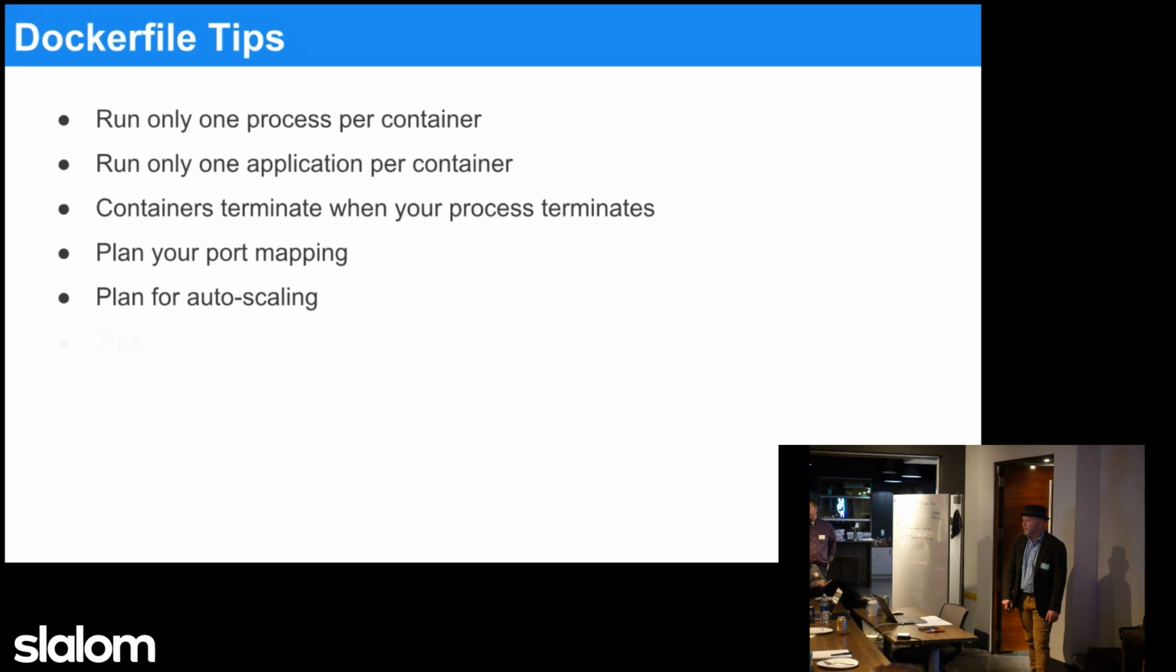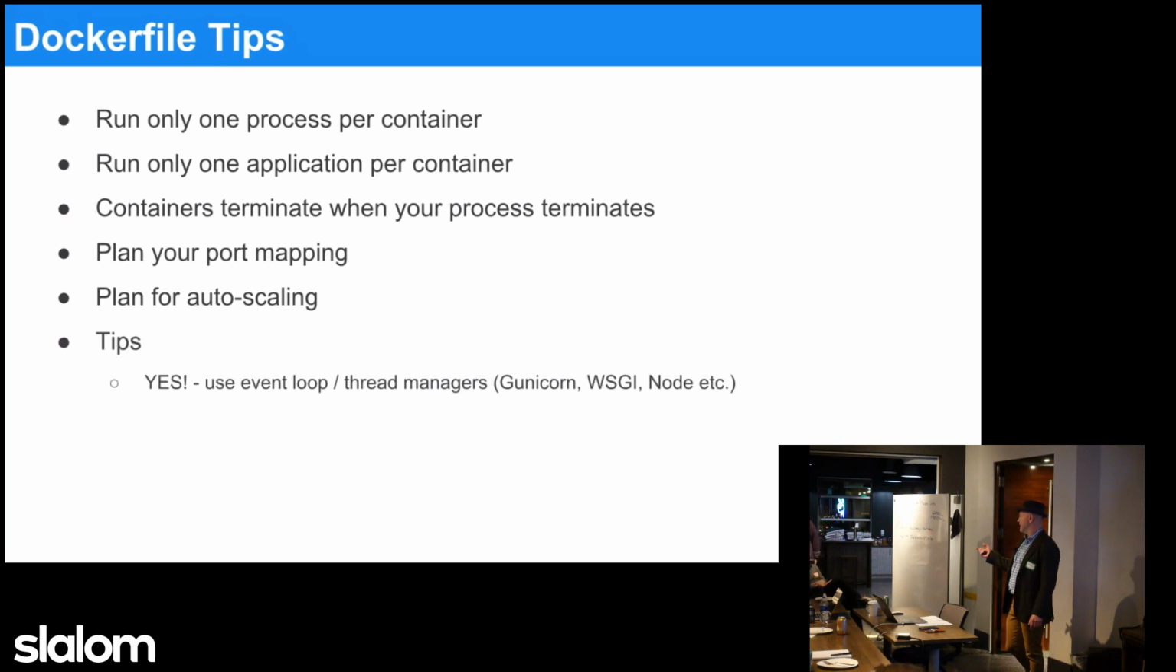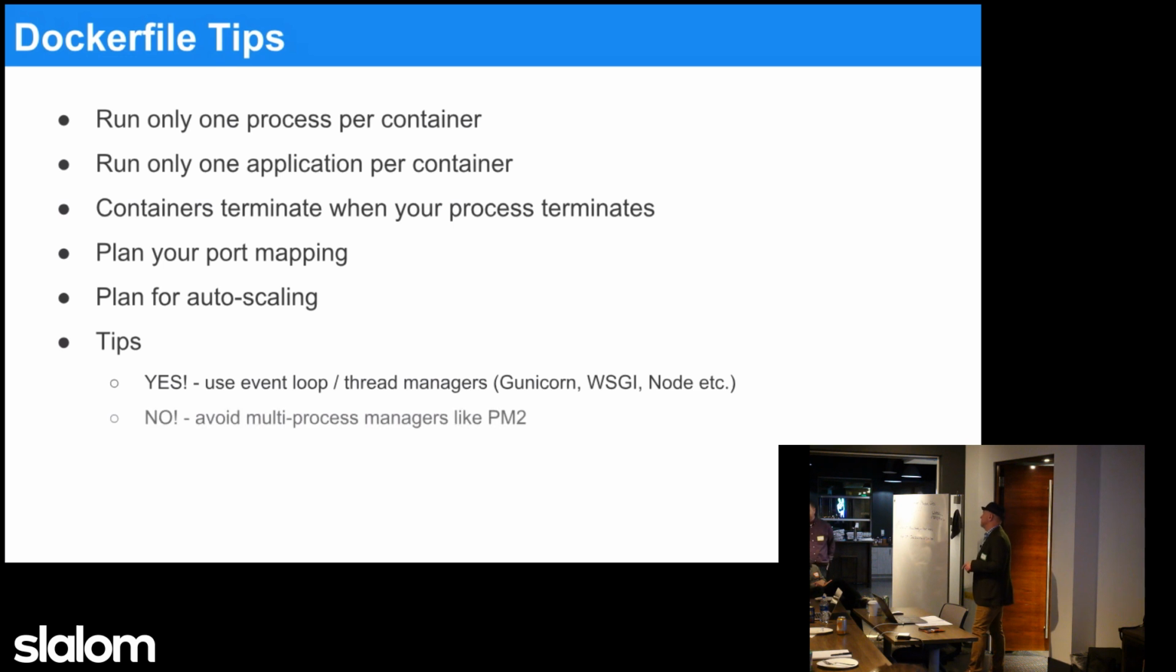So some other tips: yes, use event loop and thread managers so you can run multi-threaded applications that way. But what you want to avoid is process managers like PM2. So if you were to run PM2 on a Docker container to run multiple instances of Node on a container, getting those logs out of PM2 into something like CloudWatch or Elasticsearch suddenly gets a lot harder. Monitoring gets a lot harder. If PM2 is actually recycling a lot of things and the container's getting unhealthy, most container management systems aren't smart enough to restart something like PM2.